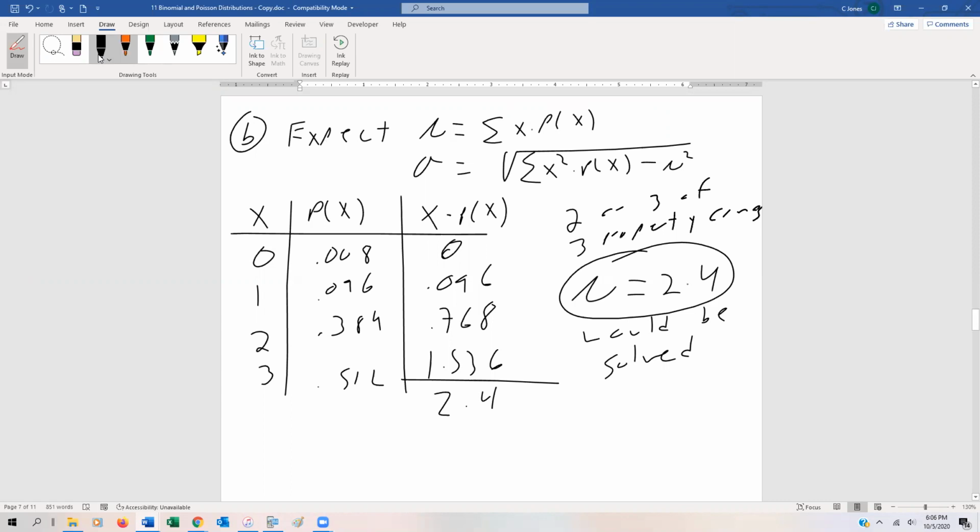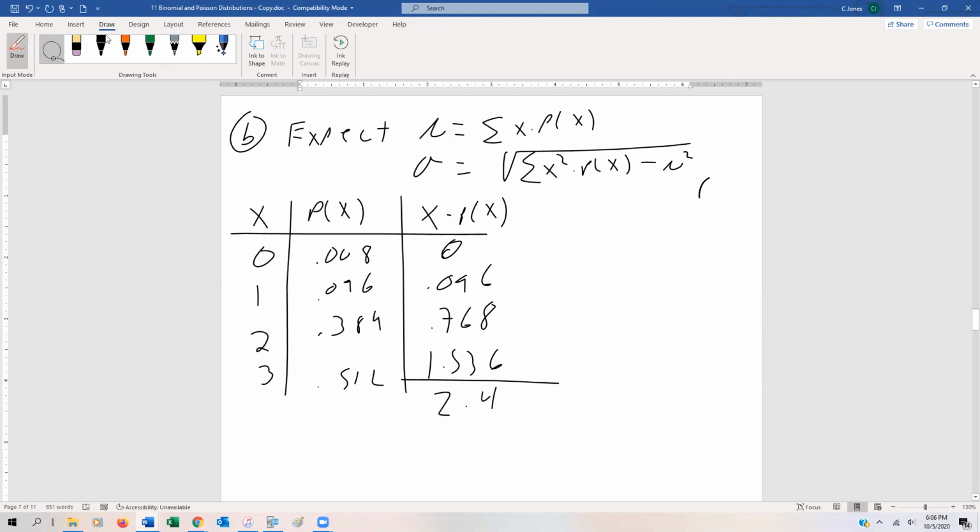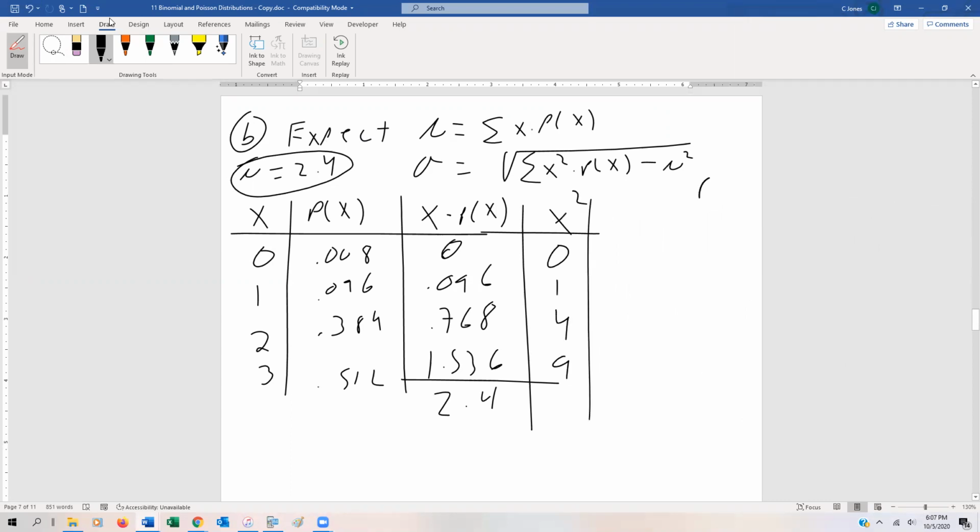Now let's find the standard deviation. So I'm going to clear this out. Let's hold on to 2.4 because we do need that. All right, so I'm just going to write it up here that mu is 2.4. Let's get another column. In fact, we could just do x squared, and we're just going to multiply these two columns to get x squared p of x. Now we know that 0 times anything is 0. 1 times 0.096, so we still have 0.096. Now we're going to take 4 times 0.384.